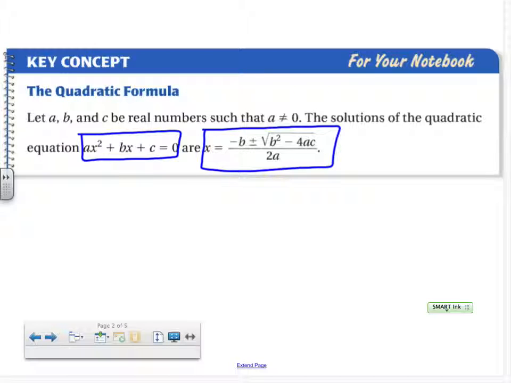Just a little memory trick that some people have used to remember the quadratic formula. Doesn't necessarily need to be used. Anyway, let's solve some problems, some quadratics using the quadratic formula.